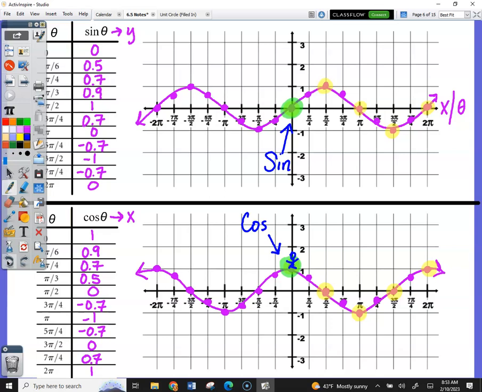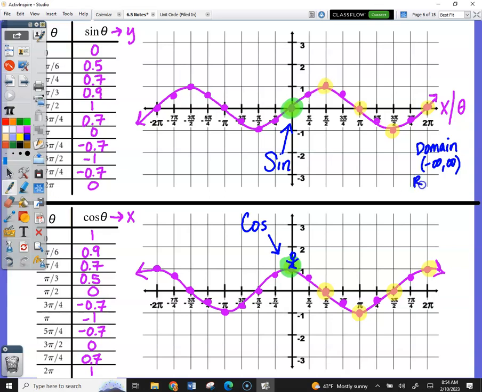It's going and going and going. So the domain would be negative infinity to infinity. Remember, you don't put brackets on domain because that would mean it's touching infinity, and that's impossible. Infinity is a direction, it's not a number.